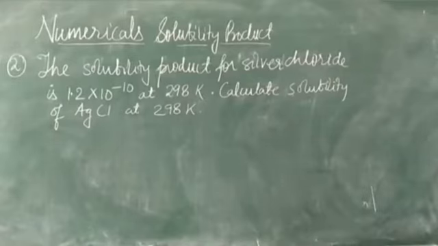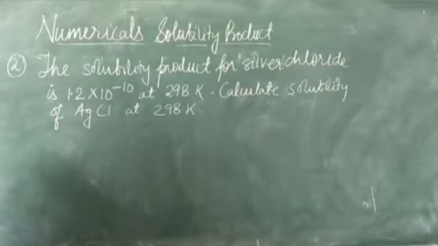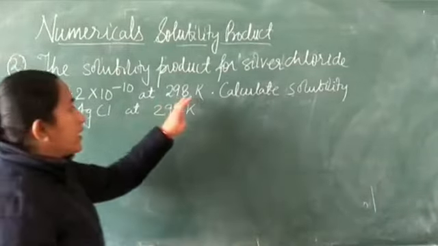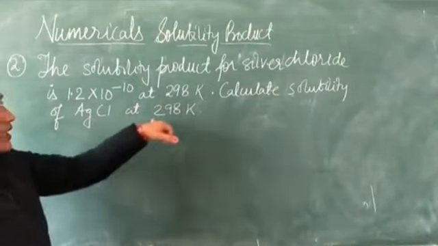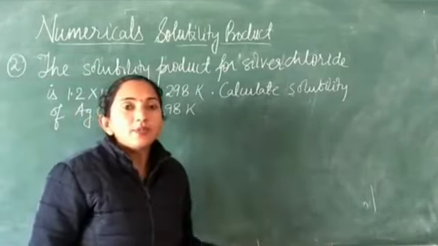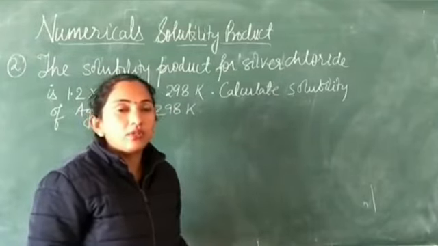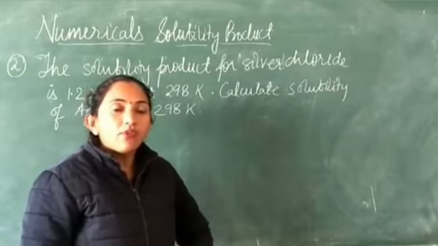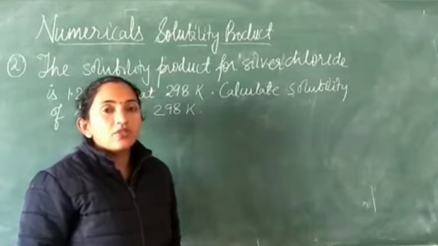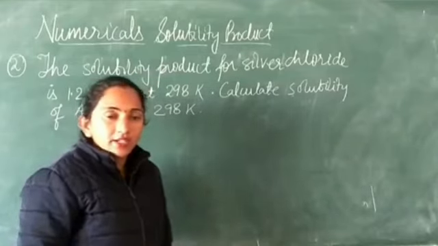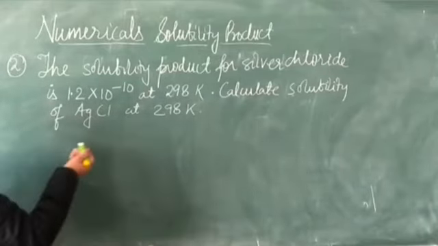The next numerical: the solubility product for silver chloride is 1.2 into 10 raised to power minus 10 at 298 Kelvin. Calculate the solubility of AgCl at 298 Kelvin. So here students, KSP, that is the solubility product of the salt, is given to us, and we have to find out the solubility. For that, we will first assume the solubility of AgCl to be S, or you can take any other letter also, but since solubility starts with S, we prefer it.